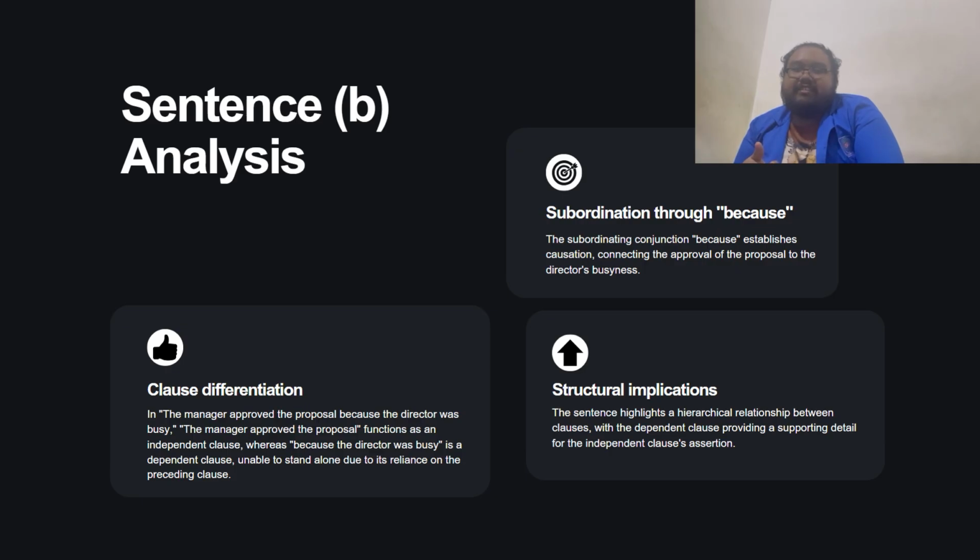Structural implication: the sentence highlights a relationship between the clauses, with the dependent clause providing a supporting detail for the independent clause's assertion.